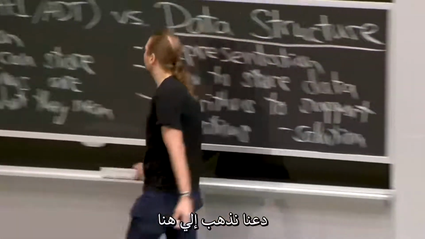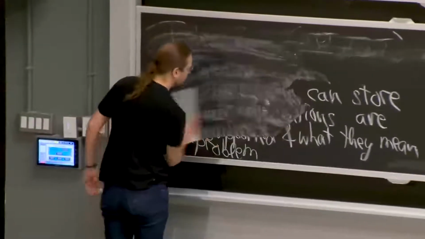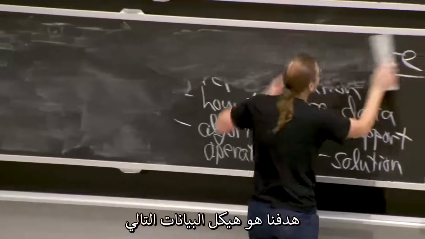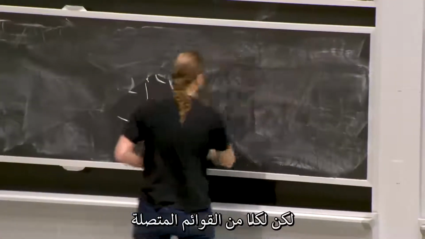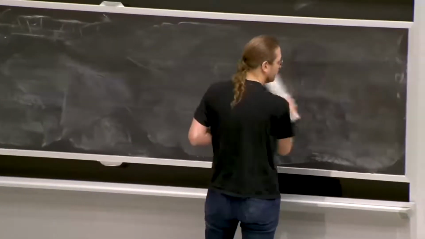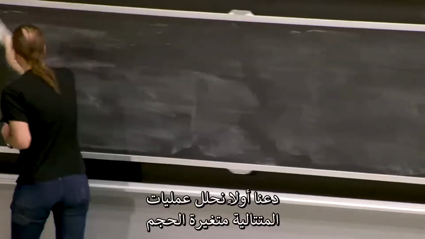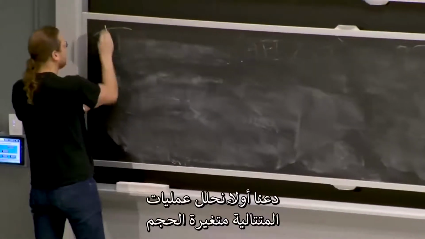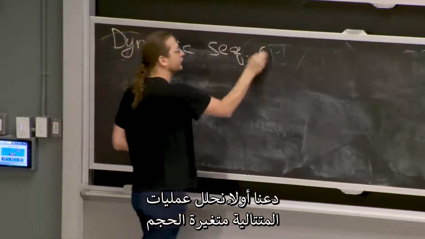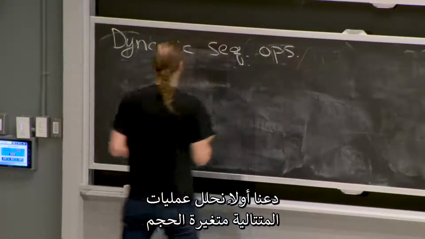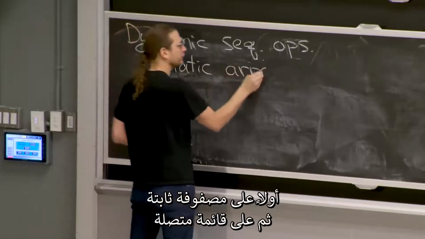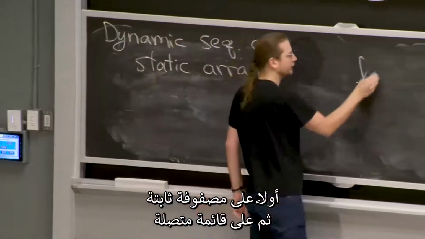Let's go over here. Our goal is the next data structure, which is dynamic arrays. But linked lists and static arrays each have their advantages. So let's first analyze dynamic sequence operations. First on a static array. And then on a linked list.